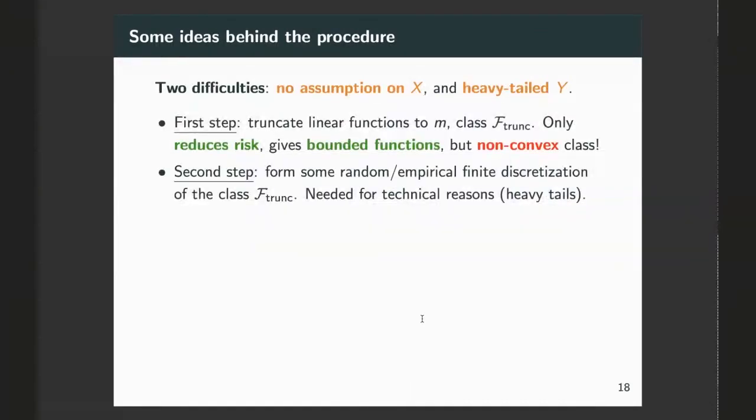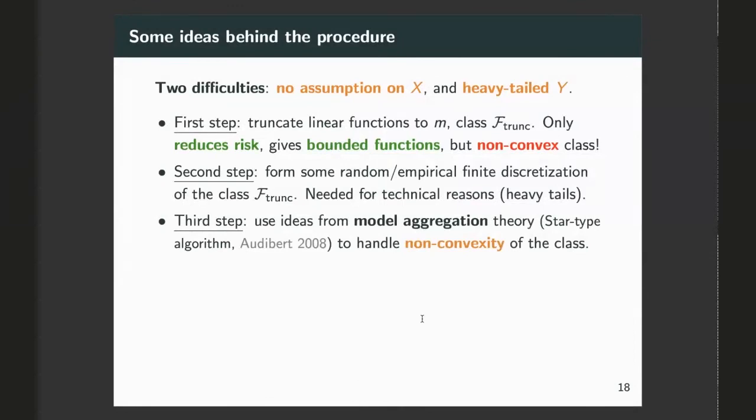Okay, so the second step is mostly technical. You have to use a part of the sample to construct a discretization of the space of truncated linear functions. And this is a step which is really needed for technical reasons, in particular due to the fact that y is heavy-tailed. If y was bounded, we would not need it. But under our assumptions, it seems really needed, at least with the results we have at our disposal on empirical processes.